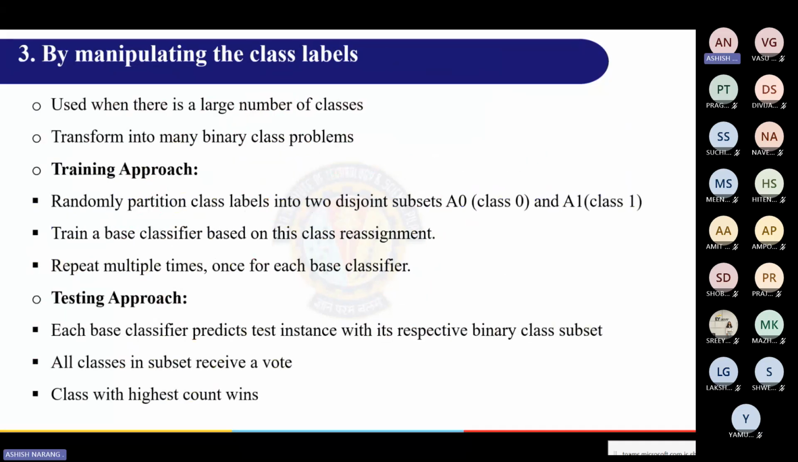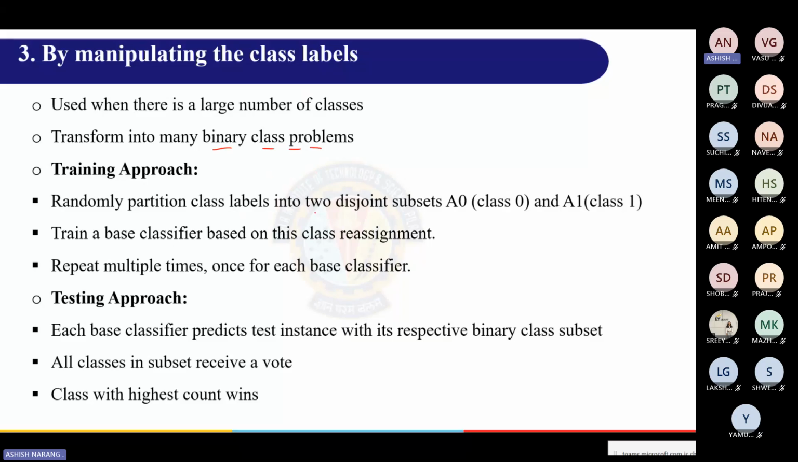Third is by manipulating the class label. This is typically used when you have a very large number of classes. So far, we've talked about binary classes, right? Yes, no, 0, 1, and so on. I might have a very large number of classes. And when I do have that many classes, what I typically do is transform them into many binary class problems. I'm not going to keep it as a multi-class classification, but rather a binary class.